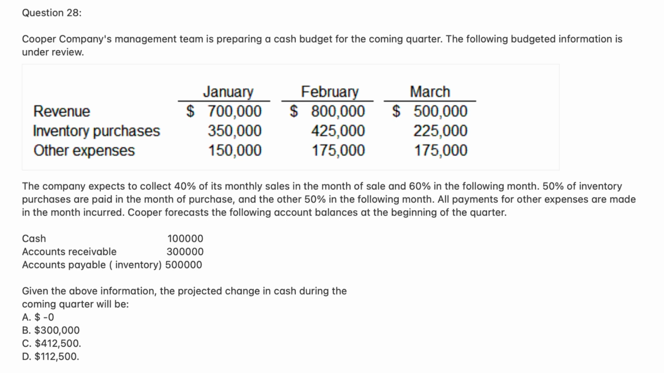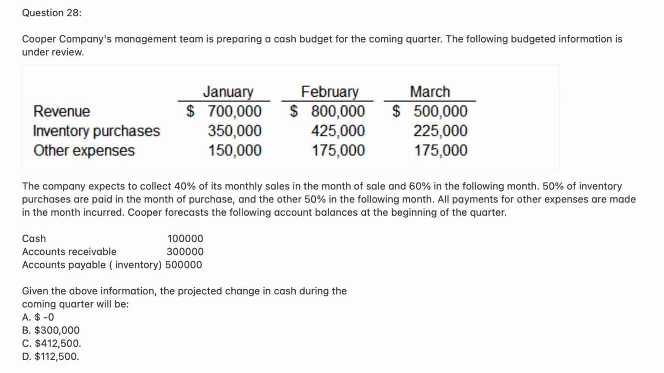Question 28. Cooper Company's management team is preparing a cash budget for the coming quarter. The following budgeted information is under review. The company expects to collect 40% of its monthly sales in the month of sale and 60% in the following month. 50% of inventory purchases are paid in the month of purchase, and the other 50% in the following month. All payments for other expenses are made in the month incurred.